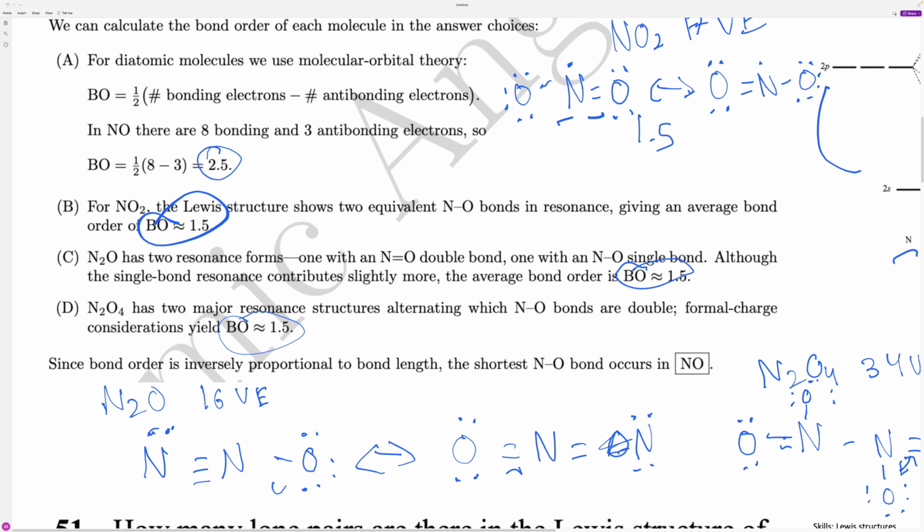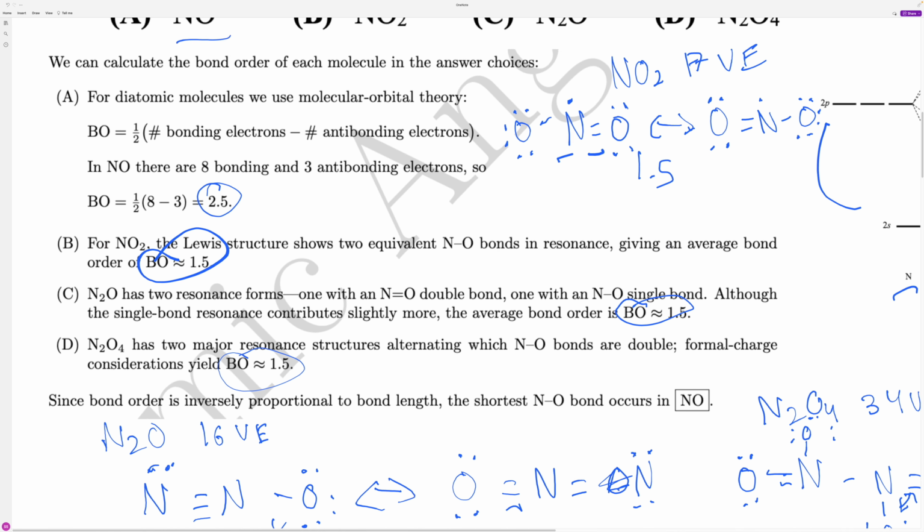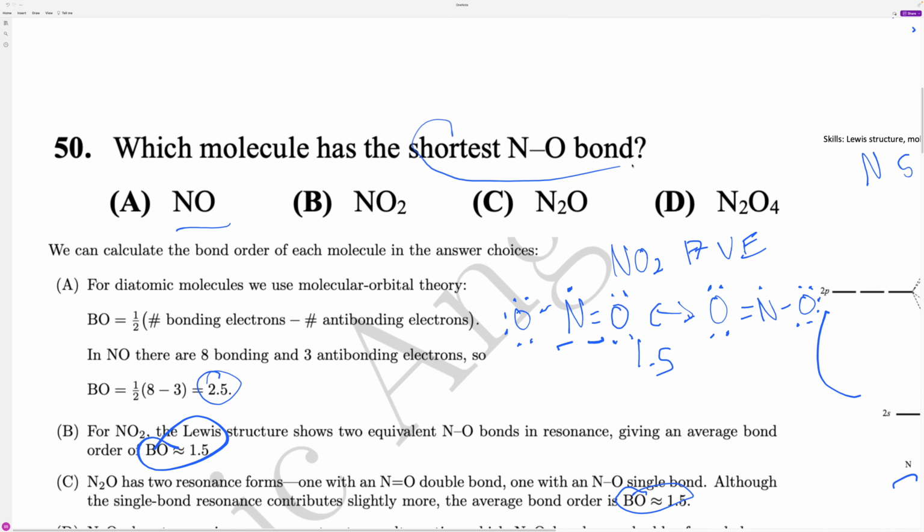So yeah, we have 2.5 and three 1.5s for the bond order for A and B through D. Remember, we're being asked for the shortest NO bond, so we want the highest bond order because bond order and bond length are inversely proportional. So our answer is going to be A.